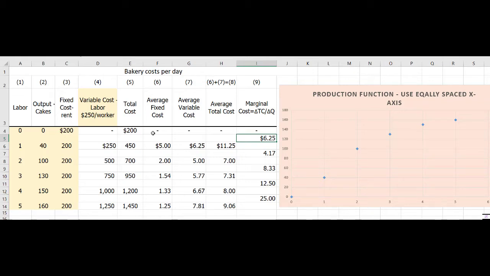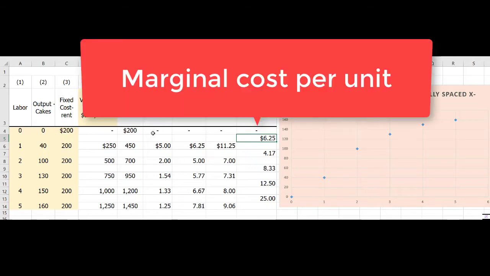It's in between 0 and 1, 1 and 2, and 2 and 3 workers, as you can see down the line there. Marginal cost is your change in total costs divided by your change in quantity. So we went from 200 to 450 in costs, so that's a $250 change in total costs. Output changed by 40, and that's going to turn out to be $6.25. That's your marginal cost for an additional worker. And as you can see, your marginal cost drops down, then comes back up again.